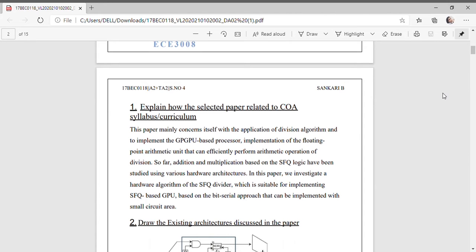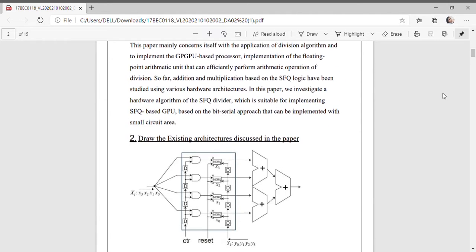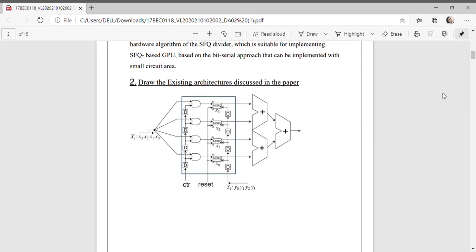So that is about the paper. Moving on to the next question: draw the existing architecture discussed in the paper. This was the architecture that was discussed in the paper, and I drew it with the help of a tool called DA2. It is a very versatile and easy to use software, and it does take a lot of time in the beginning, but with enough practice, I think anybody can draw a circuit like this in a matter of a few minutes.